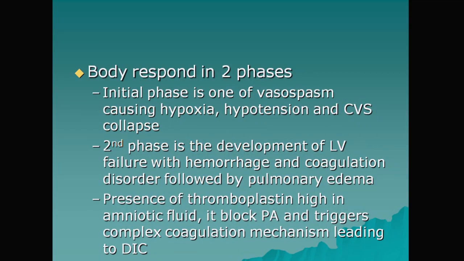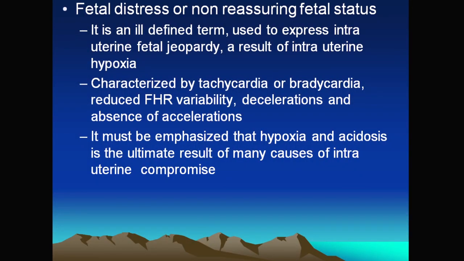The body will respond in two phases. The initial phase is one of vasospasm, which causes hypoxia, hypotension and cardiovascular collapse. The second phase is the development of left ventricular failure with hemorrhage and coagulation disorders, followed by pulmonary edema. The high thromboplastin in amniotic fluid blocks the pulmonary artery and triggers the complex coagulation mechanism leading to disseminated intravascular coagulation.